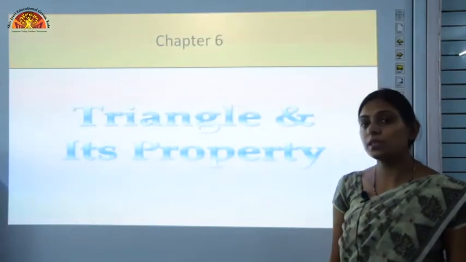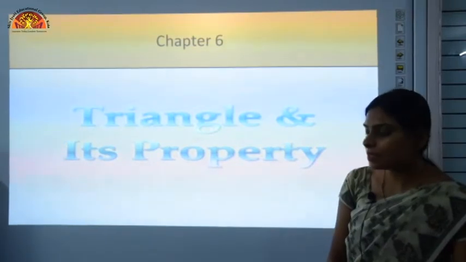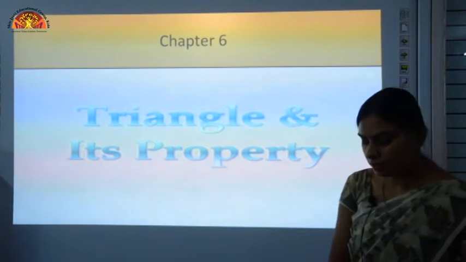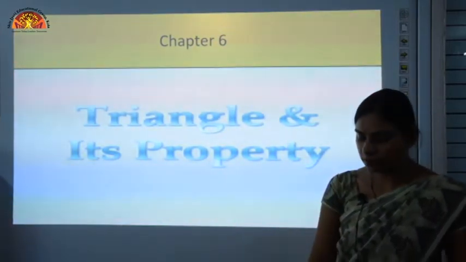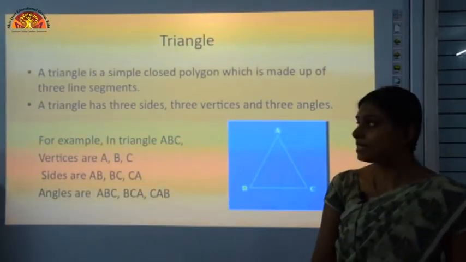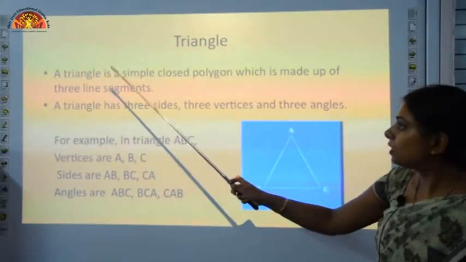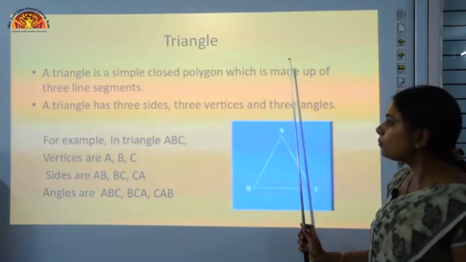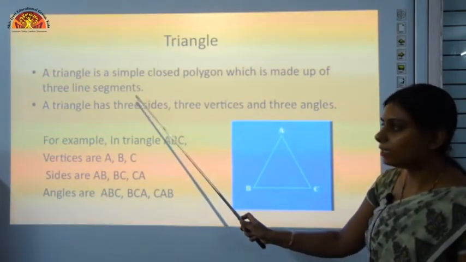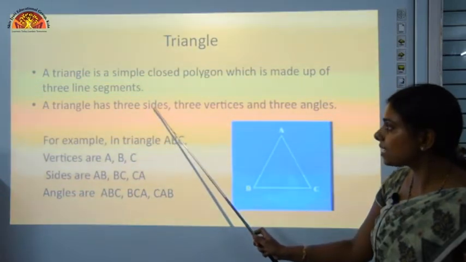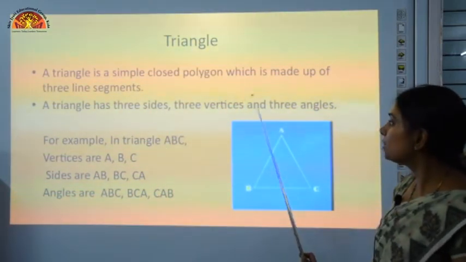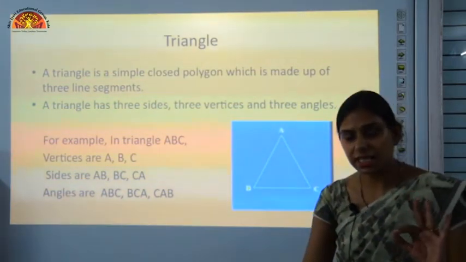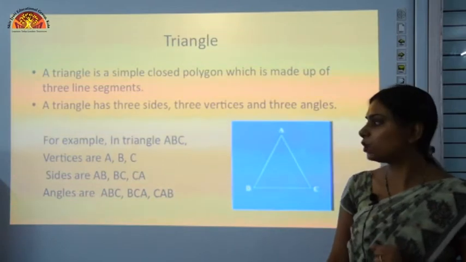Today we'll start with the new chapter number 6, Triangle and its property. Before starting with the chapter, we should know what is a triangle. A triangle is a simple closed polygon which is made up of 3 line segments. A triangle has 3 sides, 3 vertices and 3 angles. So children, triangle is having 3 sides, 3 angles and 3 vertices.